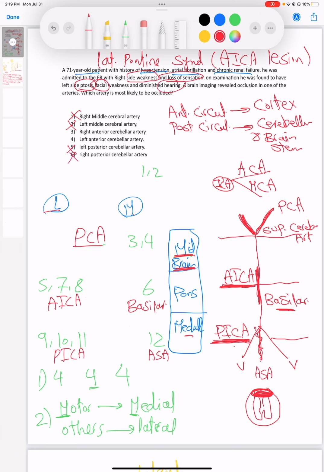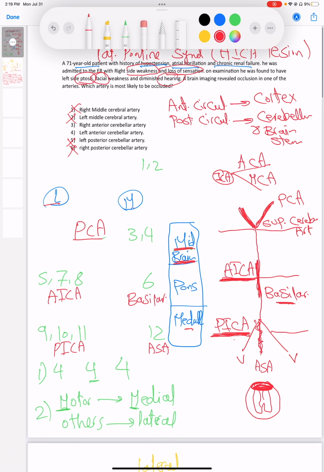Right posterior cerebellar? No. Okay, so now we have anterior cerebellar artery, but is it right or is it left? We said the body lesion is contralateral, but facial symptoms and Horner syndrome are ipsilateral. So right side weakness and loss of sensation is contralateral, so the lesion is in the left side. This is affirmed by the left side ptosis and facial weakness, so the right answer here is left anterior cerebellar artery.